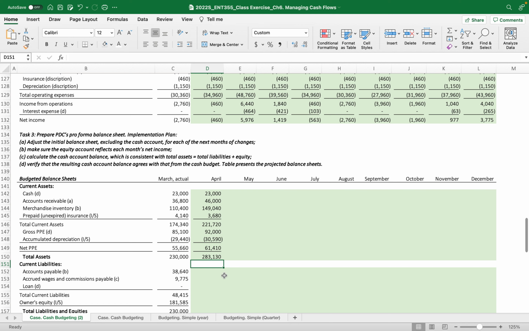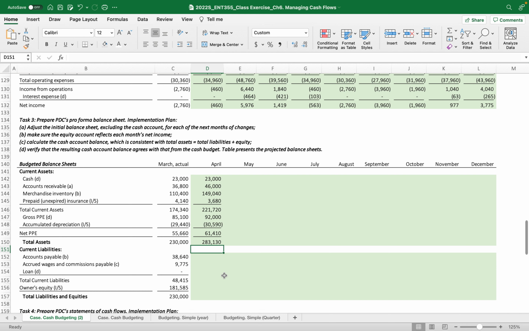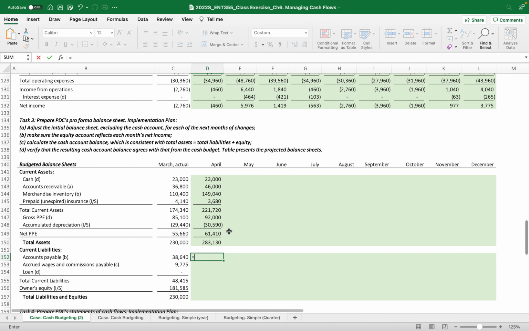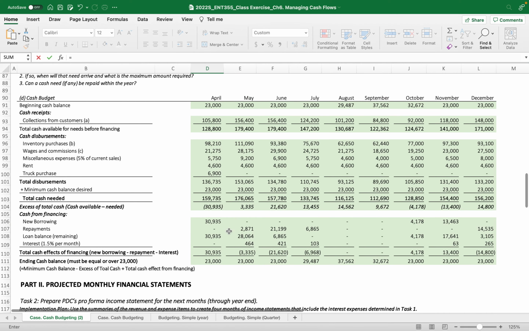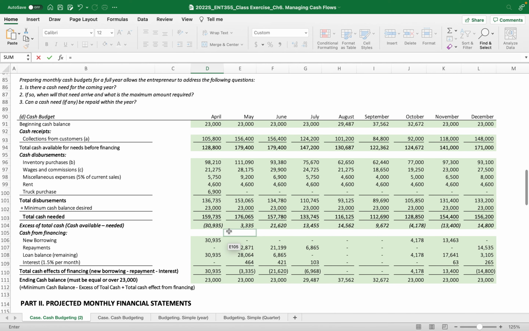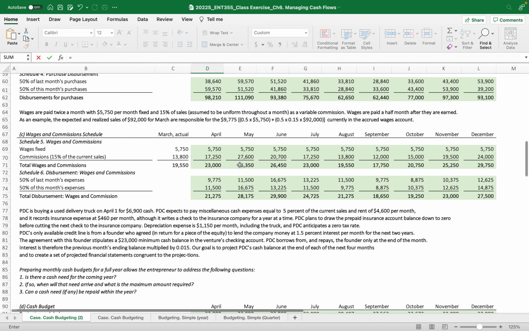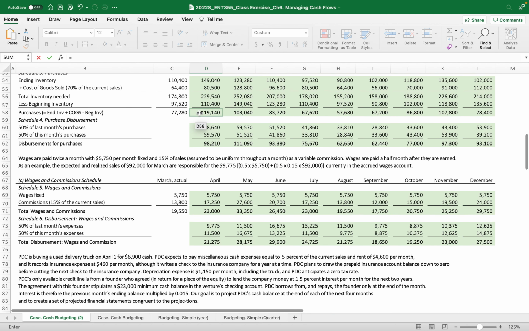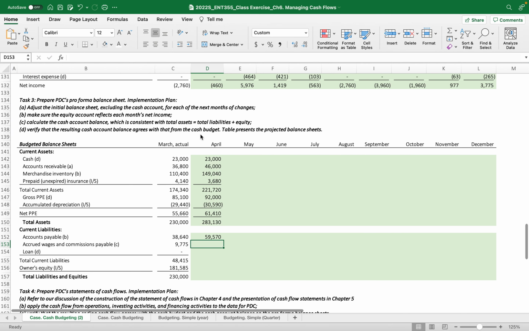This asset must be equal to total liabilities and equities. Accounts payable. How do you get the accounts payable? The accounts payable is from schedule B, right? Let's go to the schedule B. Purchases create accounts payable, right? On the schedule B, here you go. We have the purchase, right? Then minus, here 50% of this month's purchase is paid, disbursed, right? But the remaining balance is accounts payable then.